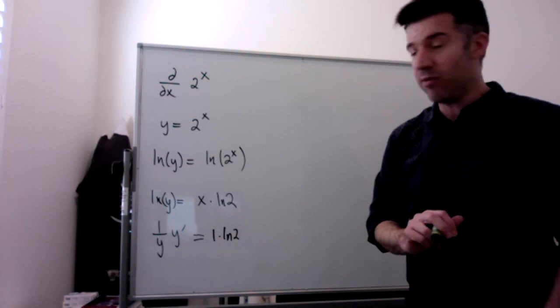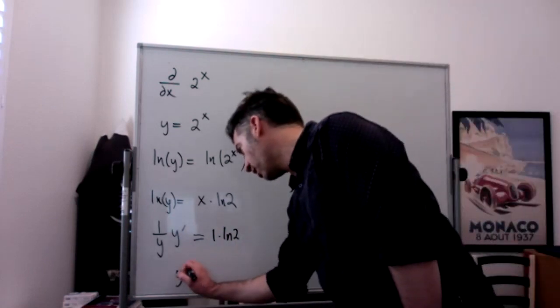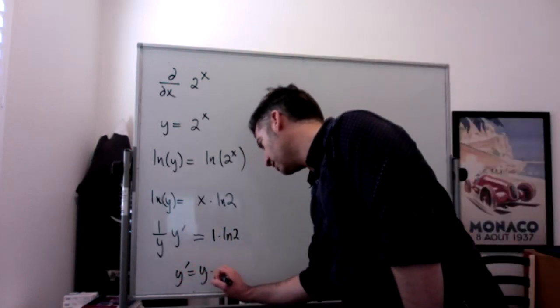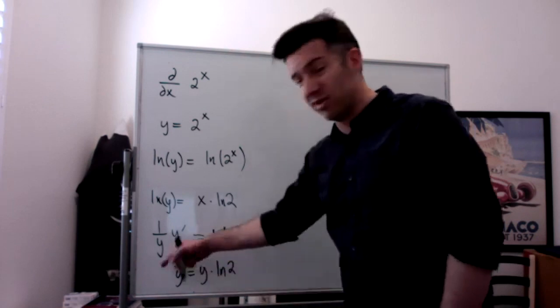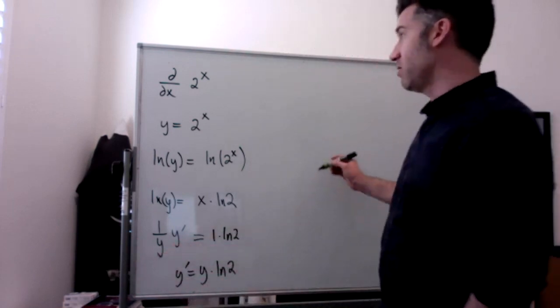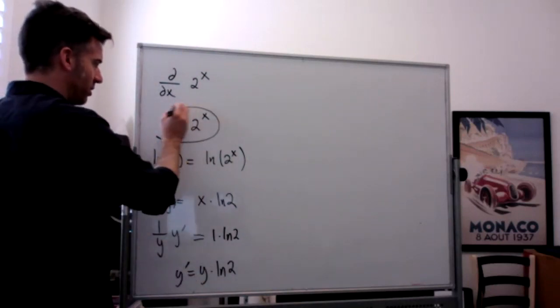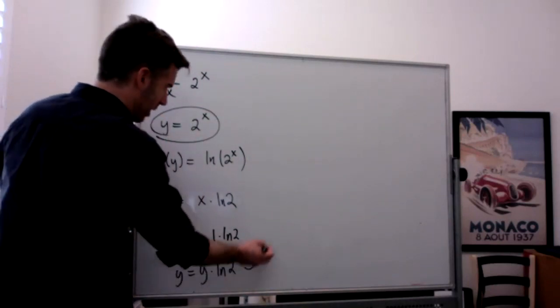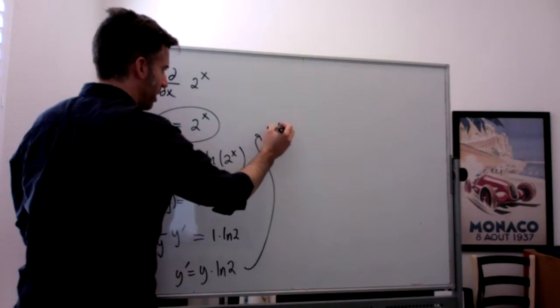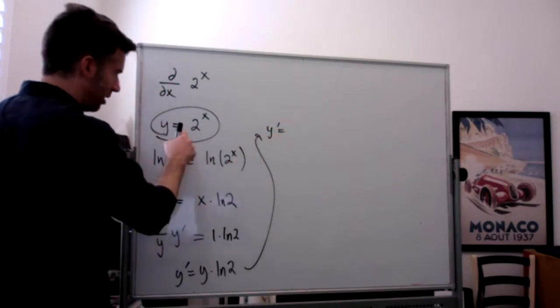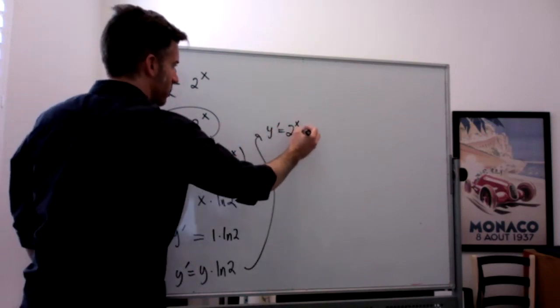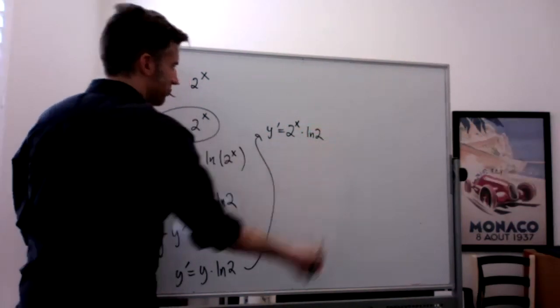Now we're going to solve for y prime. So y prime equals y times the natural log of 2, right? Just multiply both sides by y. And then finally, remembering that y is equal to 2 to the x, we get that y prime is y times the natural log of 2.